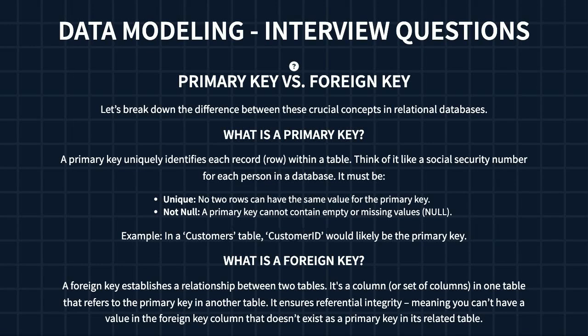Okay, let's talk about primary and foreign keys. A primary key is like a unique ID card for each record in a table. It ensures every row is distinct. It also can't be blank. Now, a foreign key is how we link tables together. Think of it as a reference to another table's ID column. It maintains consistency between related data. It's really about making sure your relationships are solid within your database design.